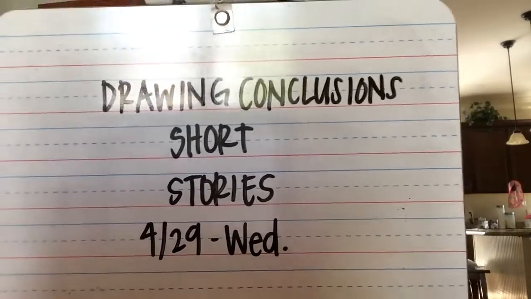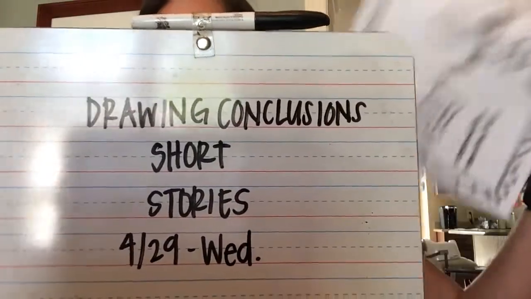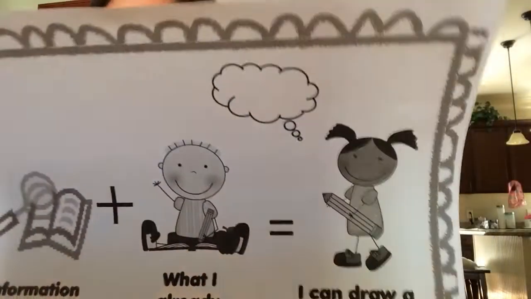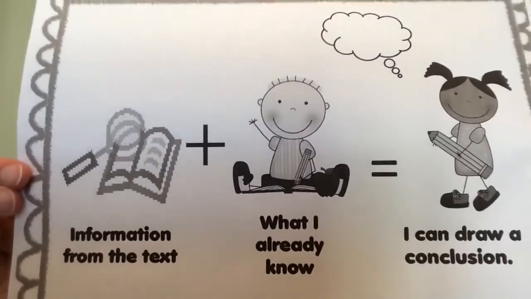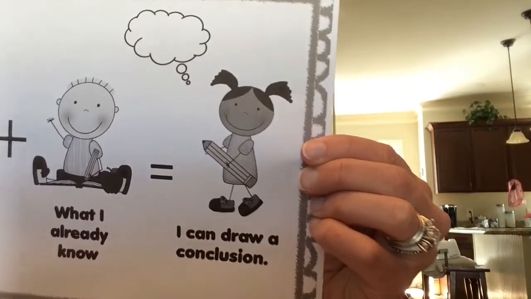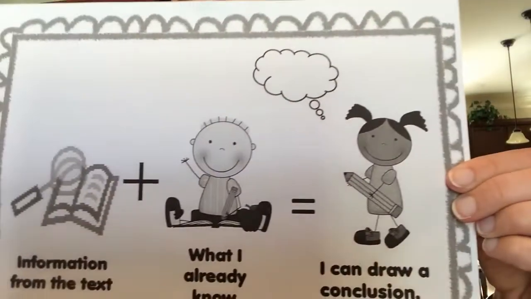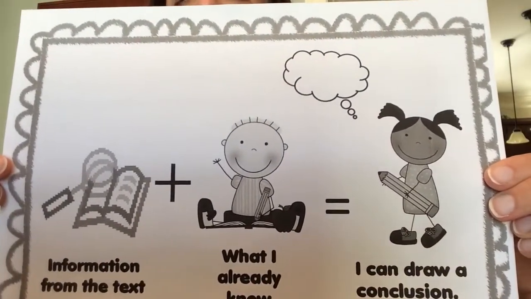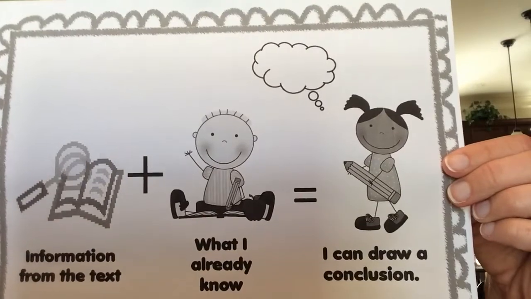Okay, so before we start, let's review our chart from past days. It should remind us that we can use information from the text and what we already know and put it together, and we can draw conclusions. This is also kind of a review because we did this last week also. Okay, so today we're going to practice drawing conclusions with short stories.